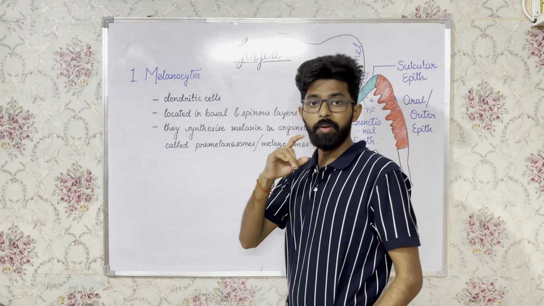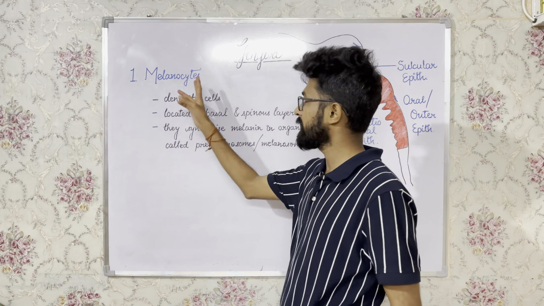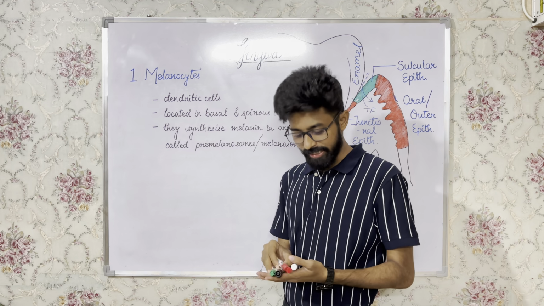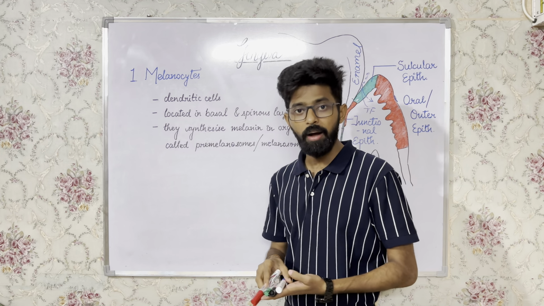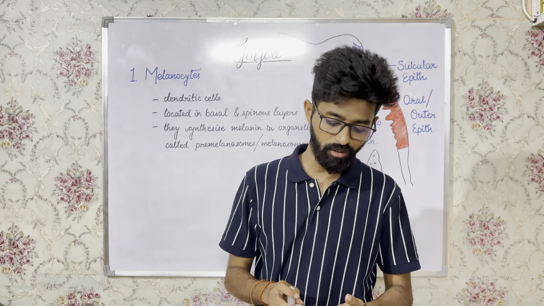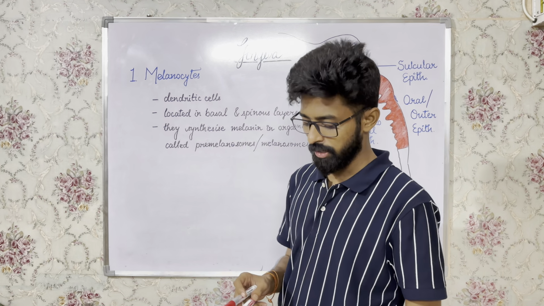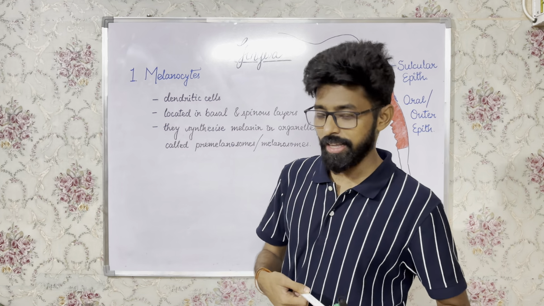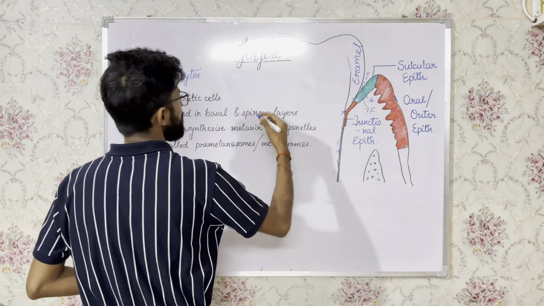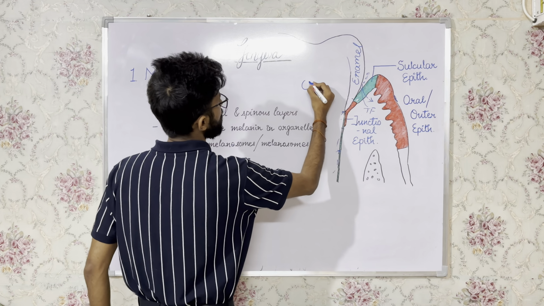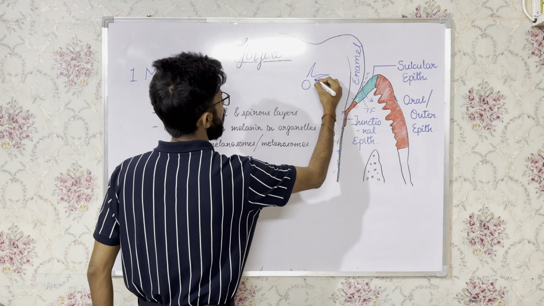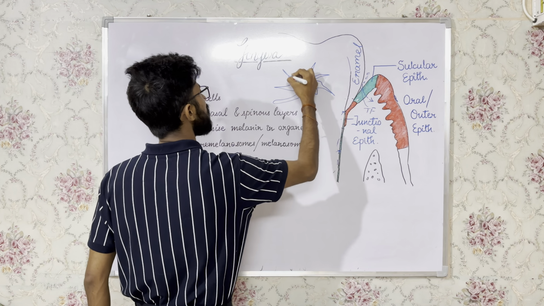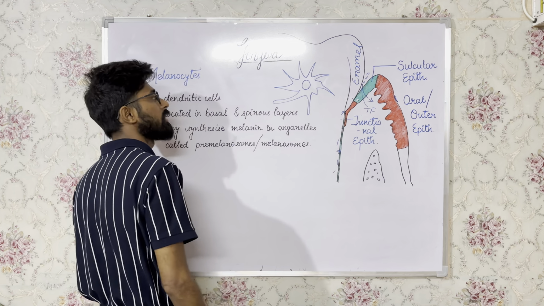Okay, so coming to the first non-keratinocyte, that is the melanocytes. So melanocytes are dendritic cells that are found in the basal and the spinous layers of the gingival epithelium. Okay, so they are the dendritic cells. What do you mean by dendritic cells? The cells kind of resemble this. See, this is something called as dendritic cell, right?